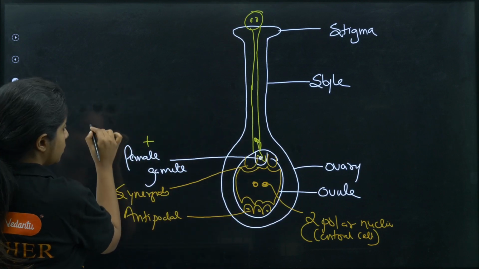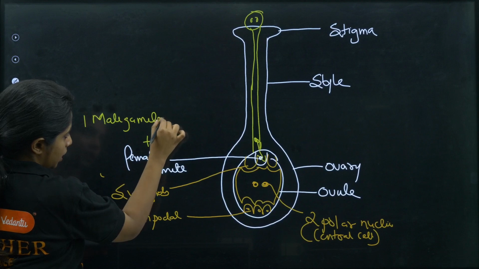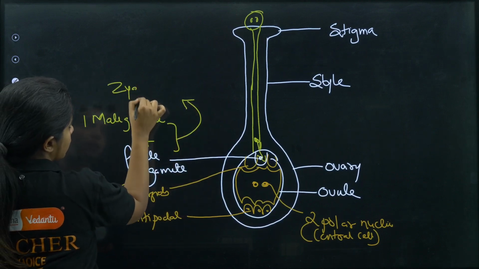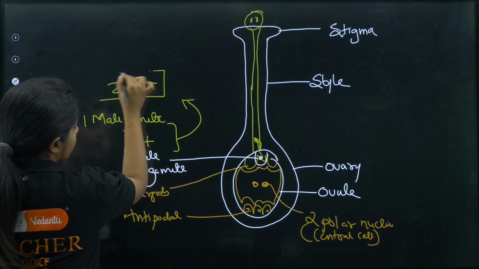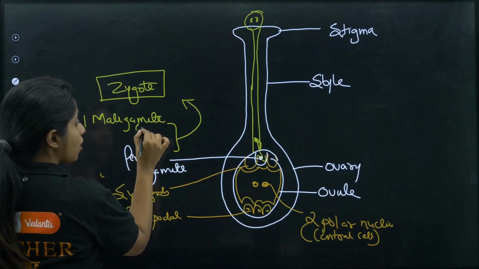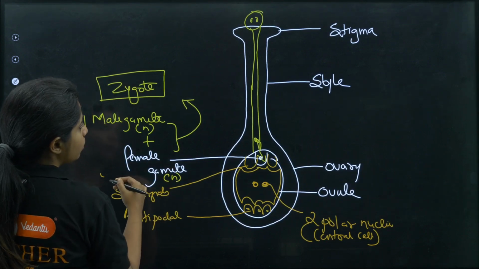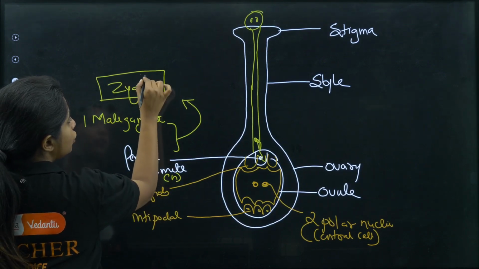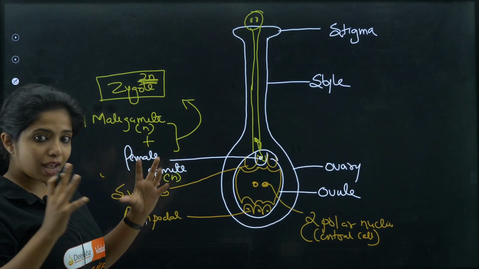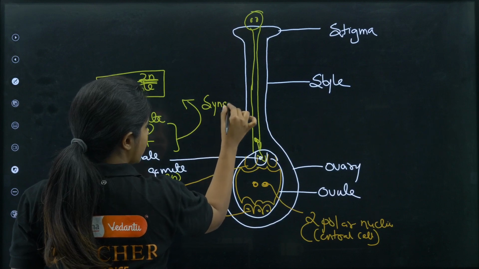So one female gamete plus one male gamete gets fused, and what do you get as a result? You get a zygote. This is a zygote being formed. The male gamete has half the number of chromosomes, that is, n number of chromosomes. The female gamete also has n. The zygote will have 2n number of chromosomes, that is double the amount. Now this process is known as syngamy, or you call this fertilization.